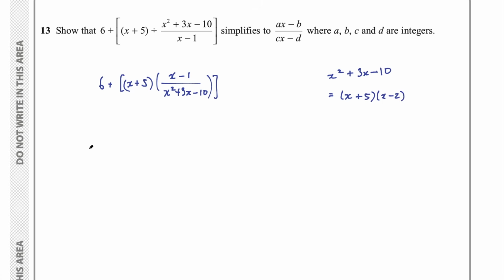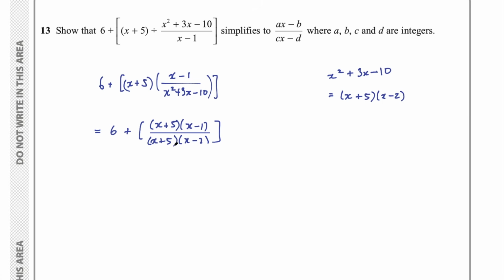So I can rewrite this expression again as 6 plus x plus 5 multiplied by x take 1 on the top line, because if we're multiplying these two fractions, writing it this way is the same thing. So whether I include this x plus 5 out the front or in the numerator, it makes no difference. So then I also want to factorize this quadratic to x plus 5 and x take 2.